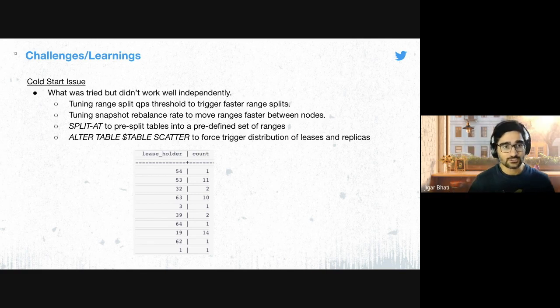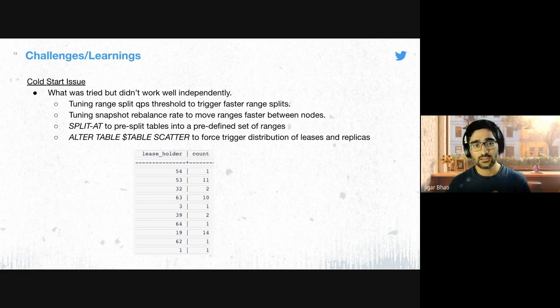Another set of things that we tried was using SPLIT AT, which is used to pre-split the tables into a predefined set of ranges. It typically works like this: you create a table, it has only one range to begin with, and you define certain range boundaries based on which this table will be split. But again, defining those range boundaries can be a bit tricky, and the amount of traffic for each range may not be very equally distributed. Another thing that we tried was the ALTER TABLE SCATTER command, which triggers distribution of leases and replicas. But even after doing that, if you see the leaseholder and count image below, we saw that some of the leaseholders had a lower number of ranges, whereas some had a higher number of ranges. So even after doing all this, we were not able to get equal distribution of ranges across the different nodes in the cluster. Ultimately, it led to some of the nodes running hot on CPU as compared to the others, leading to inefficient resource utilization.